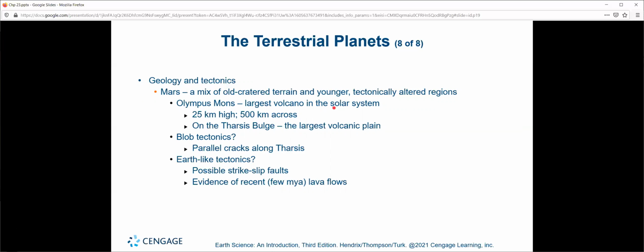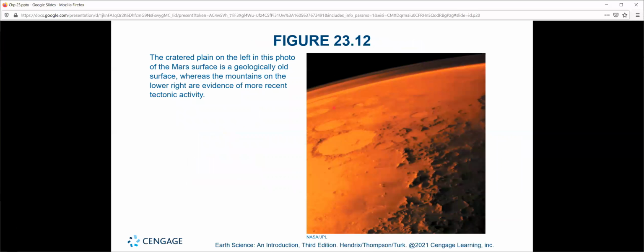Do we have evidence of possibly Earth-like tectonics? Is there active tectonics going on Mars? Strike slip faults, perhaps? Can we use what we've talked about from previous chapters to explain why Mars looks the way it looks? Interesting conversation, right?